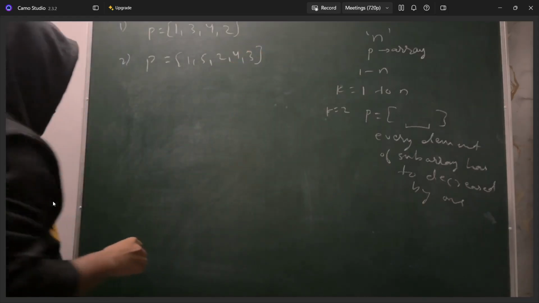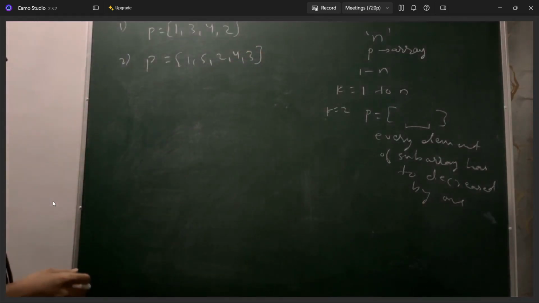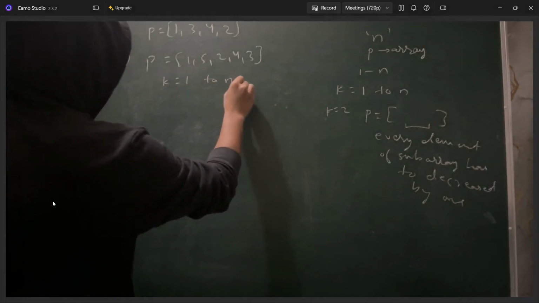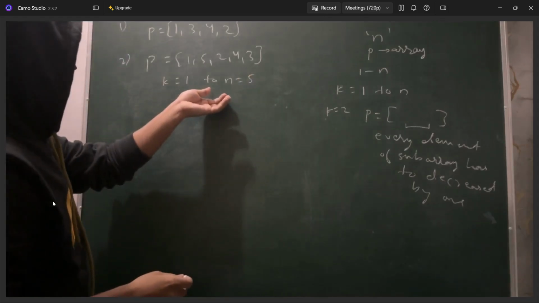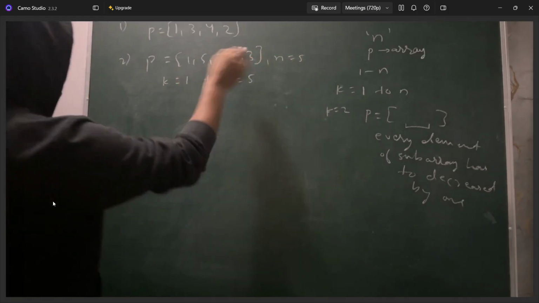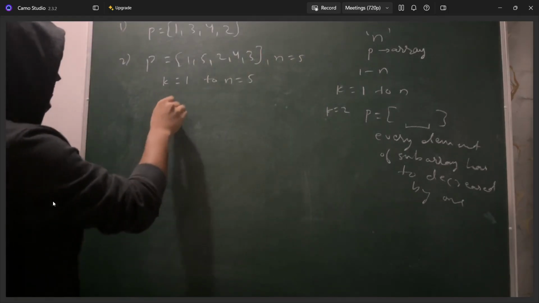So in the second example, we have 1 5 2 4 3. So you will have to do the operation from k is equal to 1 to n, because here n is 5, the length of the array is 5. 1 2 3 4 5. So yeah, let's do it for k is equal to 1.